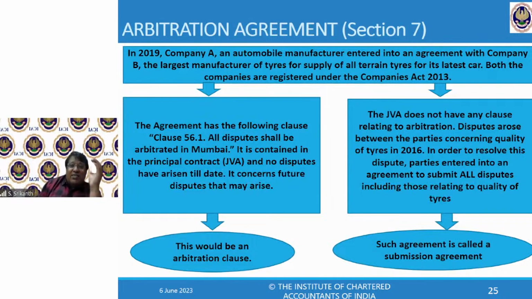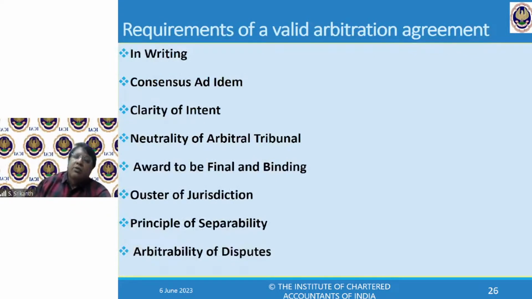The JVA does not have any clause relating to arbitration at all. Disputes arose. Already they have arisen, okay, concerning quality of tires. In order to resolve these disputes, parties enter into an agreement to submit all disputes, including those related to quality of tires. This is called a submission agreement. There was nothing in the original agreement. Now we are having an agreement. So these are the requirements.